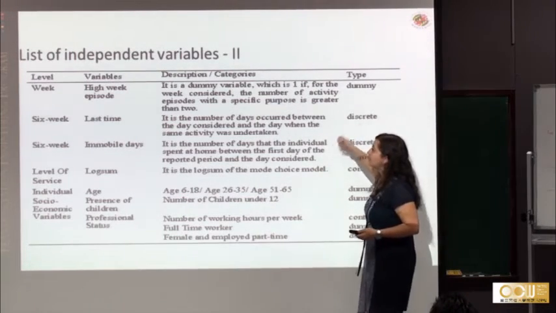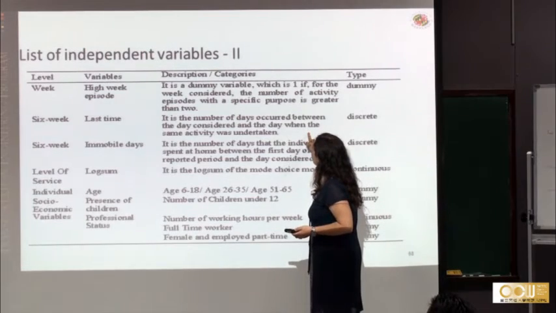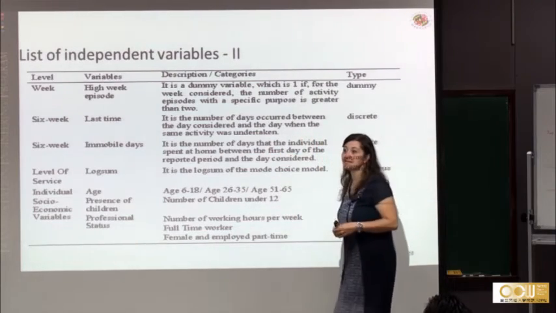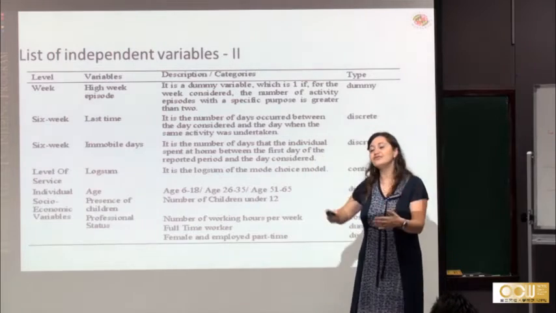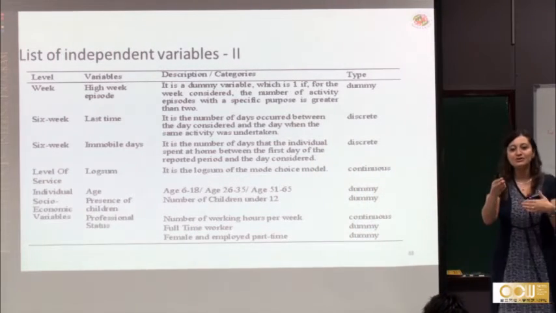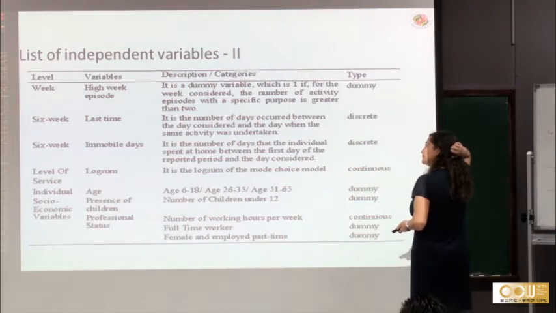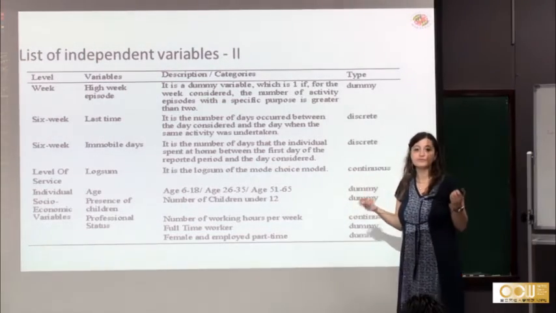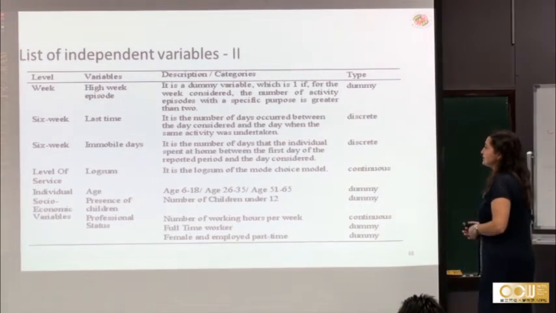Then I also had a past history variable, and this is the number of days between the day considered and the day when the same activity was undertaken. So if you did shopping a long time ago, probably you needed to go shopping again. And then the number of days that you stayed at home doing nothing in the period considered.